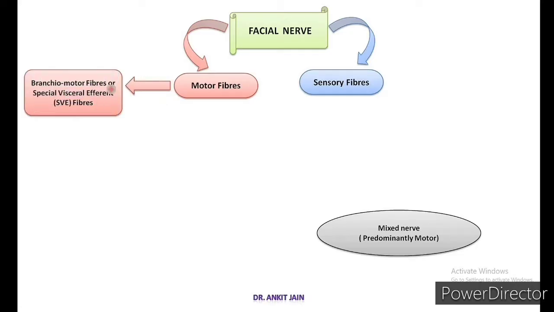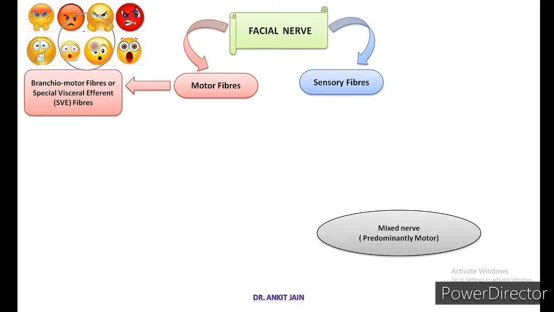First is branchiomotor fibers or special visceral efferent fibers. These fibers supply the muscles of the face, which are derived from the second branchial arch. Thus, these fibers are responsible for the different facial expressions.